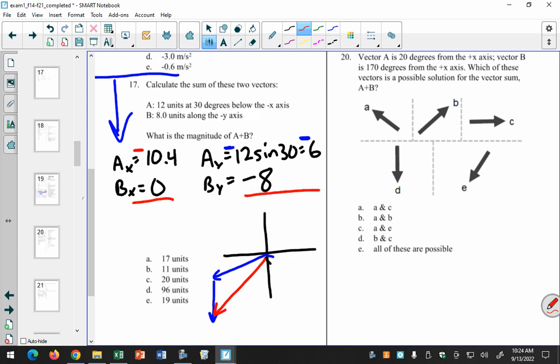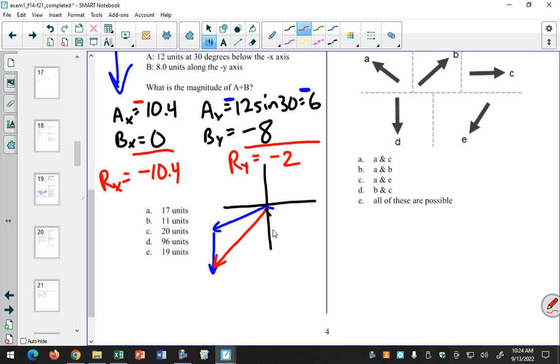Now in the second step, I add the x and y components, so I get negative 10.4 right here. Here I get negative 2. That's just 6 minus 8, ay plus by, which is negative 2. Then these give me the x and y components of my new vector, Rx and Ry. So I can draw that vector. Well, I already have drawn it actually. It has an x component of minus 10.4 and a y component of negative 2. Did I not draw that to scale? Yeah.